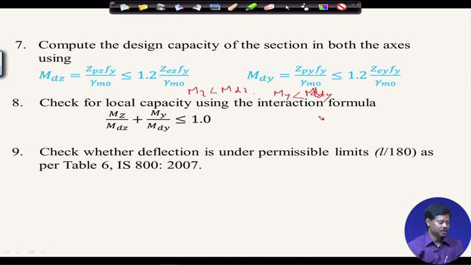Now, if it is not satisfying this criteria, then we have to increase the section size, and after increasing the section size, again we have to go through the same exercise. That means we have to repeat the same and find out again the design capacity of the section, both for shear and moment. Unless this satisfies the criteria, we have to go on increasing, and if it satisfies, then we can go for checking local capacity using the interaction formula.